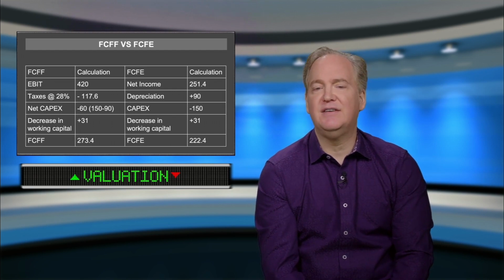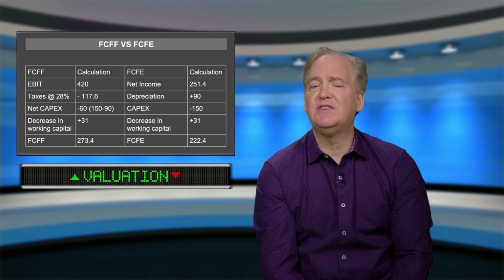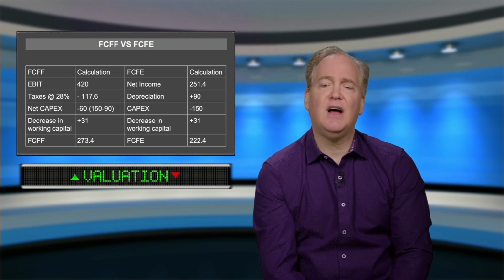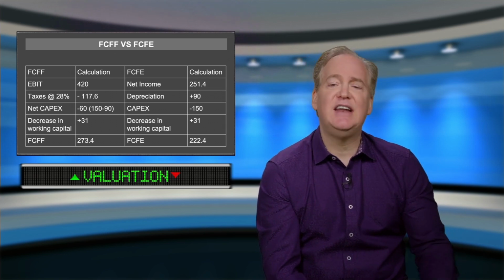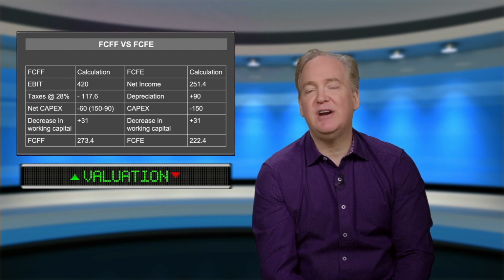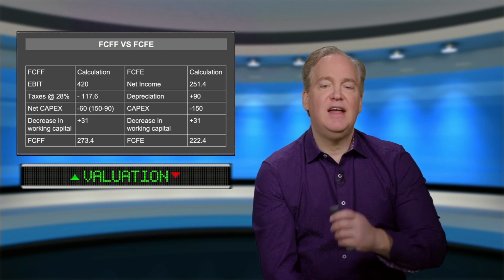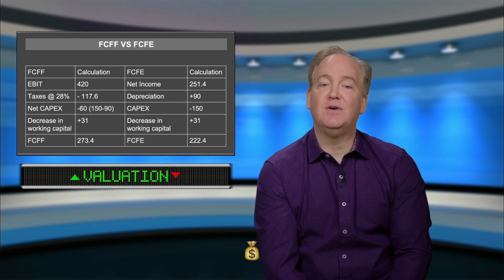Well, the free cash flow to the firm calculation starts with earnings before interest and taxes, and we see that number is $420 million. And then we take a look at the free cash flow to equity, and that's based on the net income of the company. And in this example, that net income would be $251,400,000.